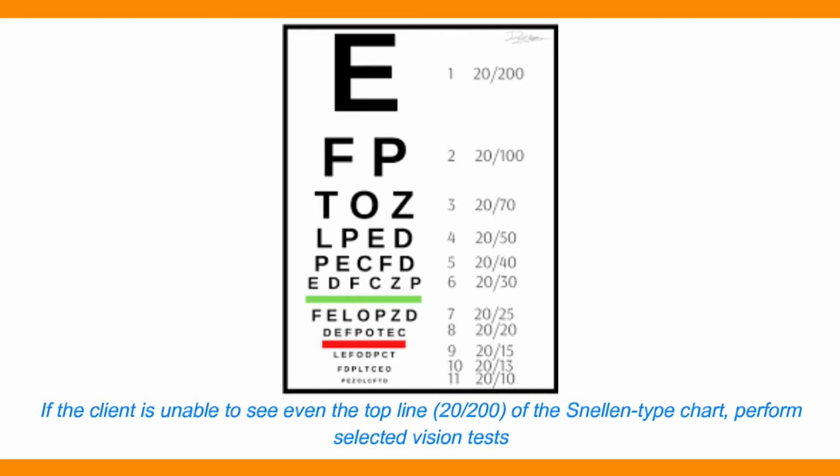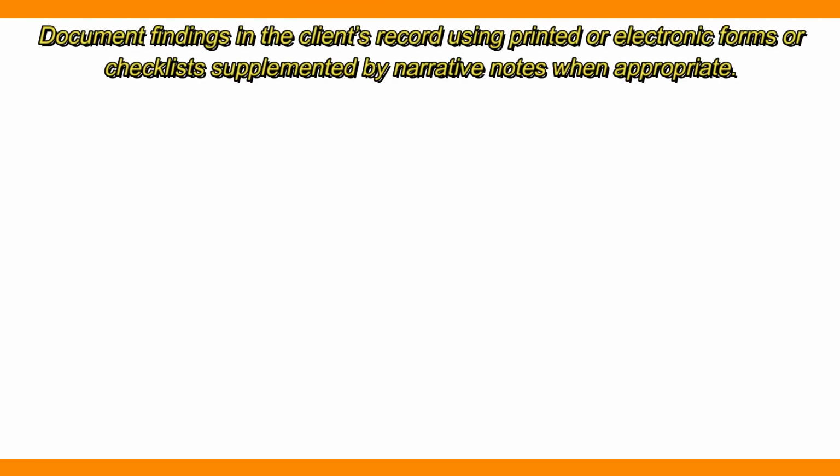Procedure number 20. If the client is unable to see even the top line of the Snellen type chart, perform selected vision tests. Procedure number 21. Document findings in the client's record using printed or electronic forms or checklists supplemented by narrative notes when appropriate.